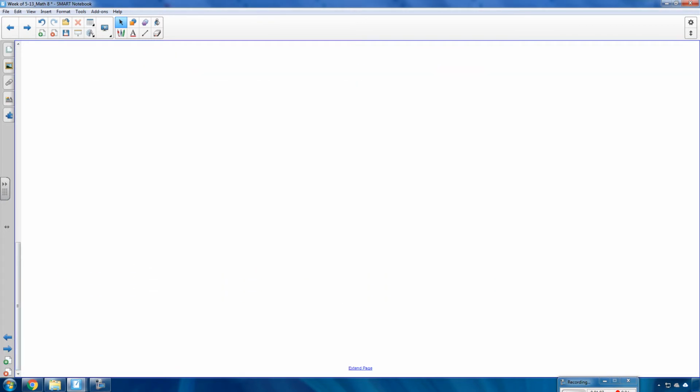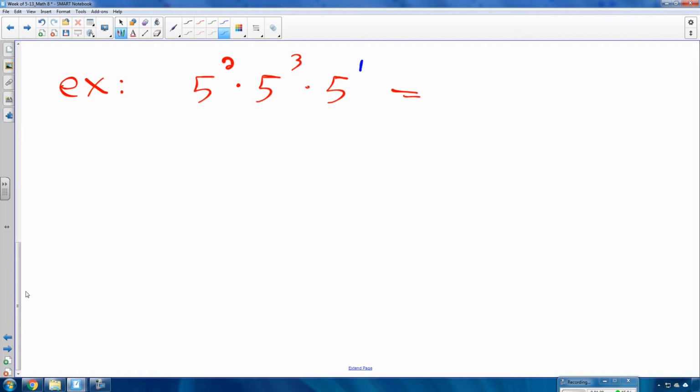So let's try an example of 5 to the second times 5 to the third times 5. What would that be? There's one little thing I haven't really told you too much about: if you don't see an exponent there visually, what do you think you fill that in with? A 1, exactly. So there's an imaginary 1 here, and we want to keep the base and add the exponents because it's multiplication. So it's going to be to the 6th power, and we keep the base. In other words, it's going to be 5 to the 6th.